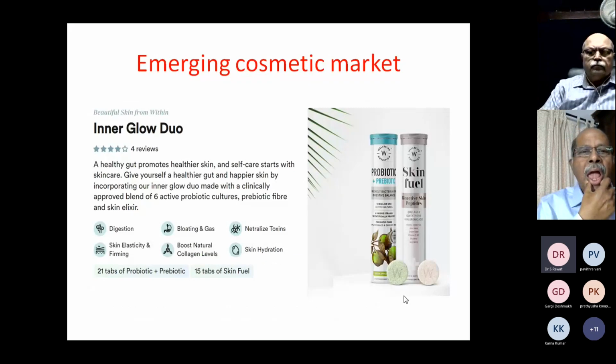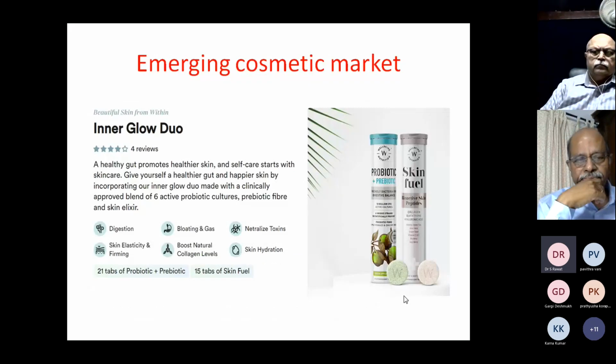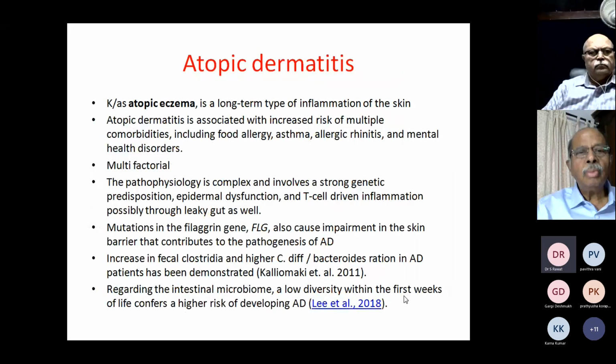Now there is another interesting thing. There is an emerging cosmetic market, where they are showing prebiotic plus probiotic combinations, and they are also casting various skin products which are neutral to the microbiome. Okay, now I come to the various conditions where the role of microbiome has been discussed. I'll take them one by one.